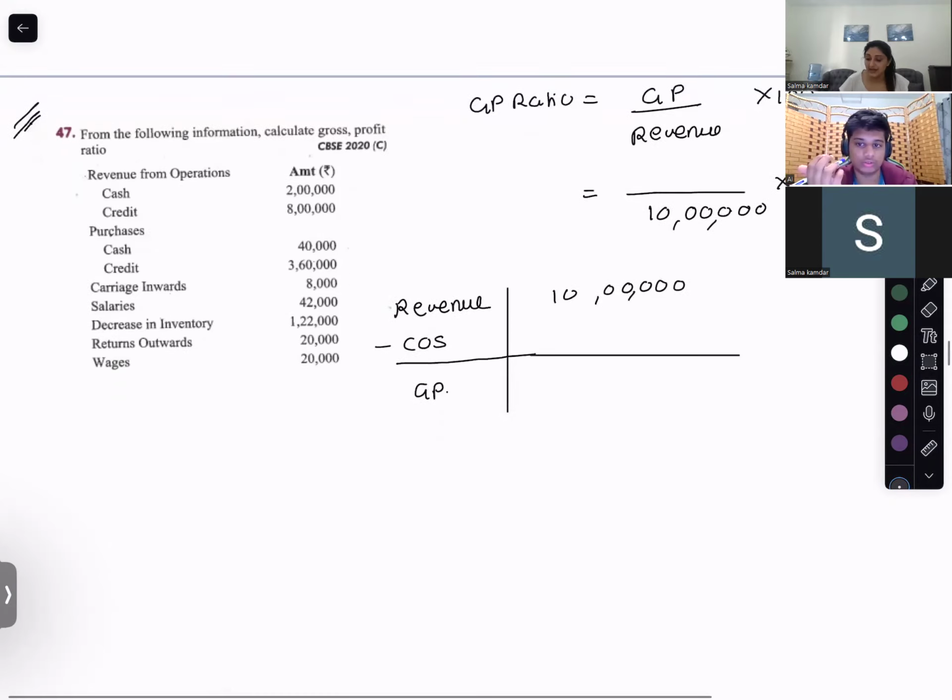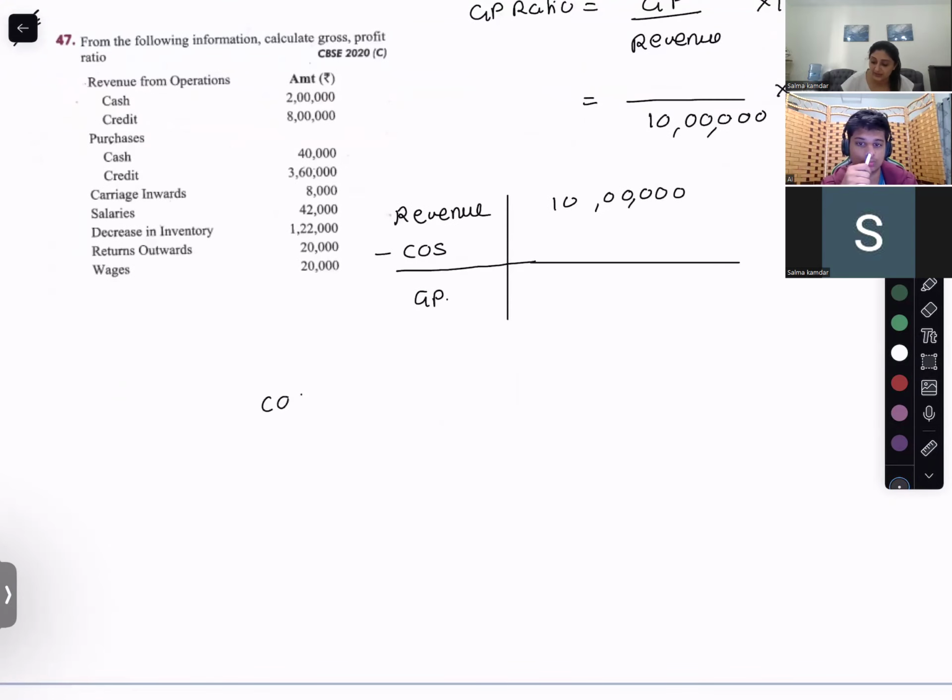Do I know my cost of sales? No. Of course, I can put the formula for cost of sales. Now, how do I get cost of sales? Opening inventory plus purchases, minus purchase return, add carriage inward.